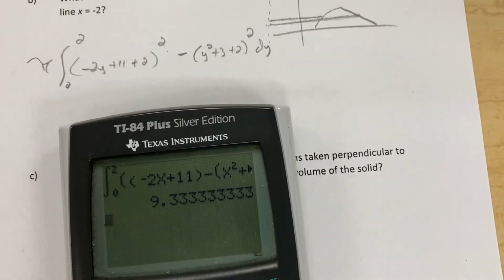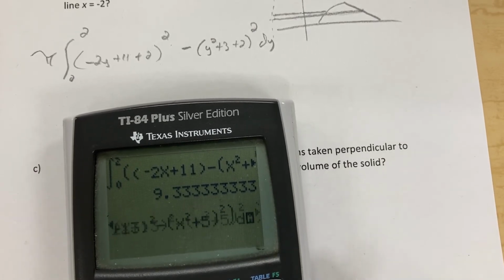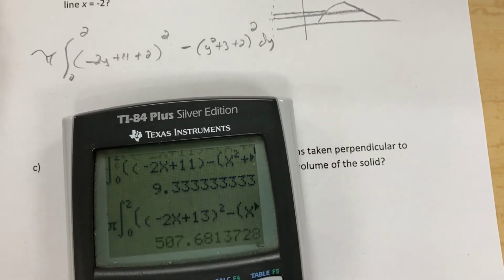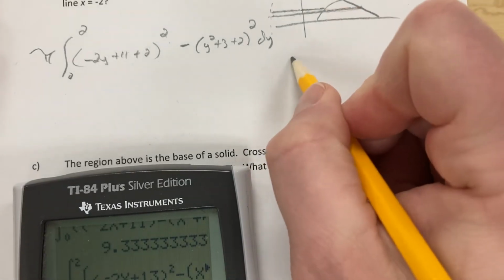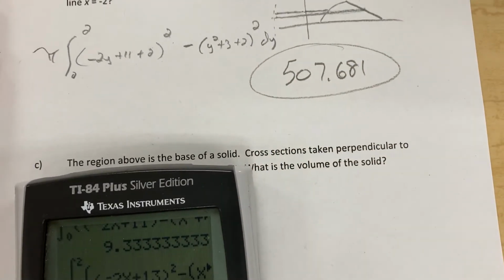So on the calculator, I can go pi math 9, 0 to 2, of parentheses negative 2y plus 11 plus 2, so plus 13, squared, minus y squared plus 3 plus 2, so plus 5, squared dx. Hit enter, and we get 507.681 for our volume.